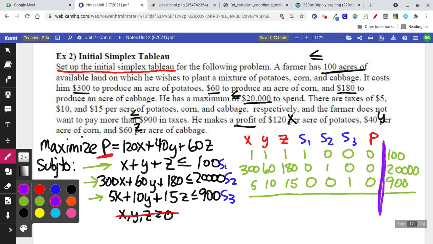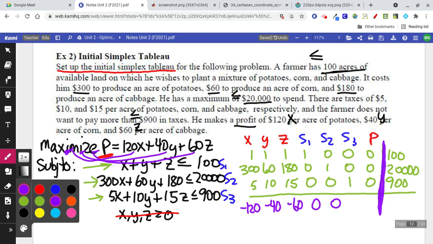This is your equal sign. So the only thing to the right of the equal sign is your plain number. All your variables have to be on the left side. So that's why you subtract this over, and you're going to have negative 120 for the x. And you subtract this one over, and you're going to have negative 40 for the y, and you subtract this one over, and you're going to have negative 60 for the z.